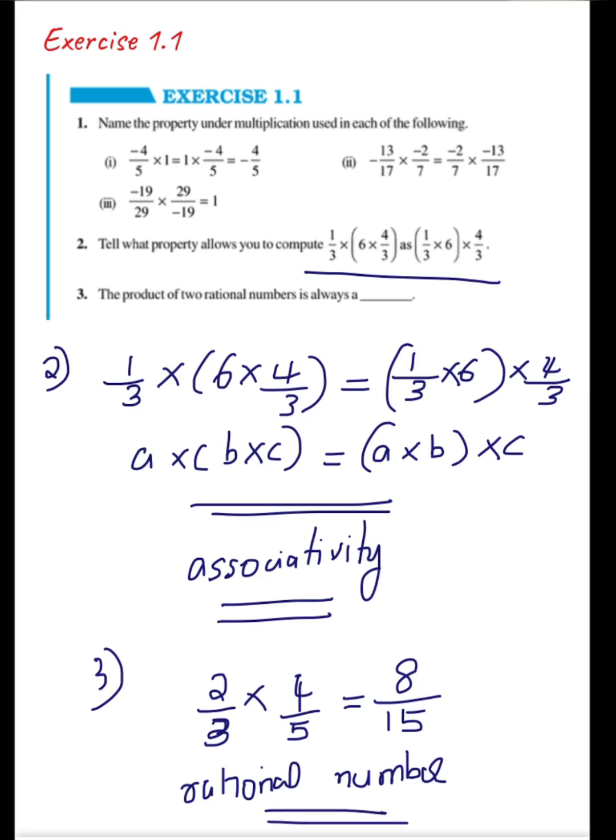So this is all about questions 1, 2 and 3. I hope you understood this.